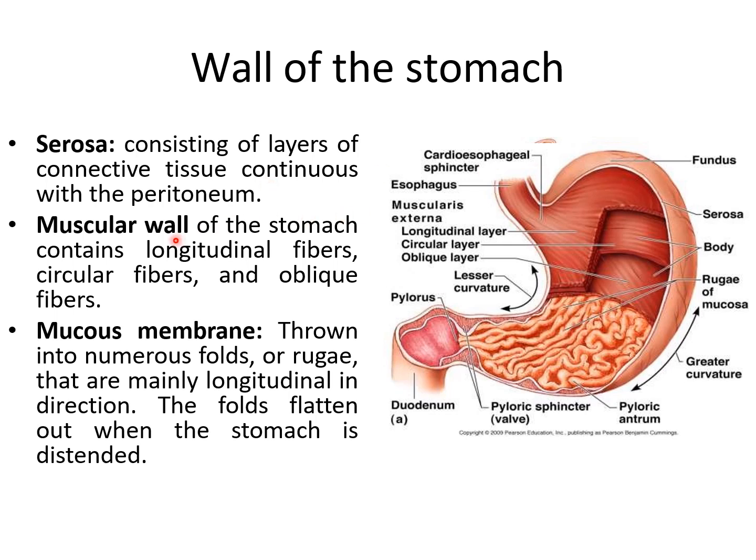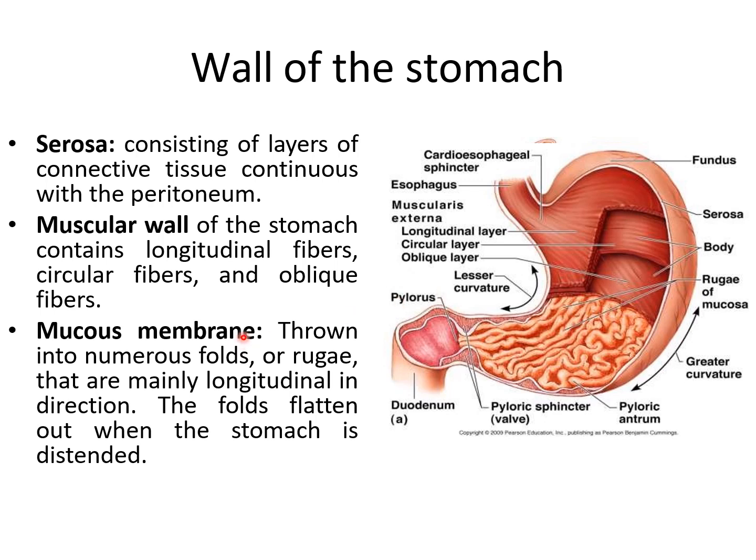And the middle layer is the muscle wall. It contains longitudinal fibers, circular fibers, and oblique fibers. Muscle wall, or otherwise called muscularis externa. This is the longitudinal layer. This is the circular layer, and this is the oblique layer of muscle.